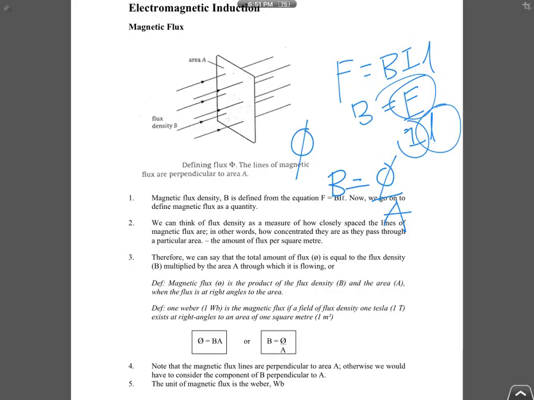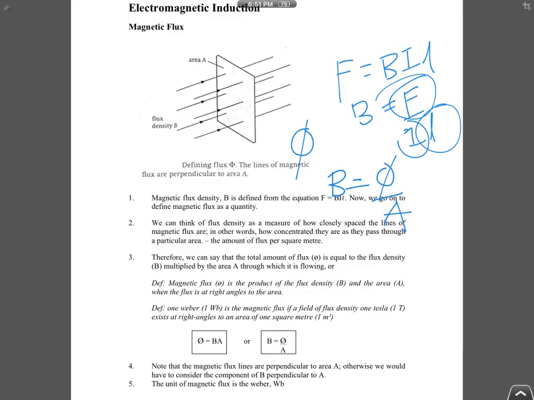The formula for flux, if I rearrange to make flux the subject, is flux equals BA. So the definition of flux is the product of the flux density and the area when the flux is at right angles to the area. Therefore, the unit for flux is called Weber. So 1 Weber, by definition from this formula, is when a flux density of 1 Tesla exists at right angles to an area of 1 square meter. So 1 times 1 gives you 1. So that is called flux, and the unit is Weber.